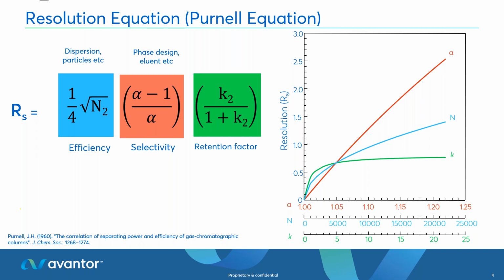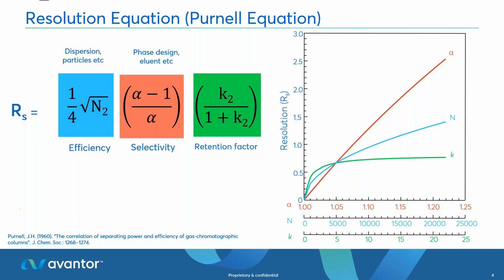Efficiency is more powerful, so it's a steeper curve, and the more efficient your system, your column, the higher the resolution. So you could have a longer column, you could use a smaller particle size, but if you go back to this equation, that is a square root term. So it takes a lot to achieve double the efficiency, for example.